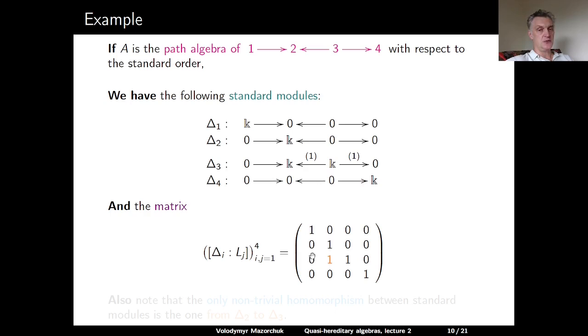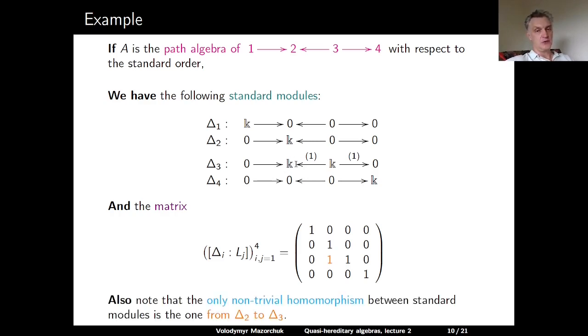Delta 2 is L2, so the second row is 0, 1, 0, 0. And delta 4 is L4, so the fourth row is 0, 0, 0, 1. From our description of delta 3, we see that the third row is 0, 1, 1, 0. So the diagonal 1 corresponds to the top of this module, and this 1 below the diagonal corresponds to the simple subquotient L2 of delta 3.